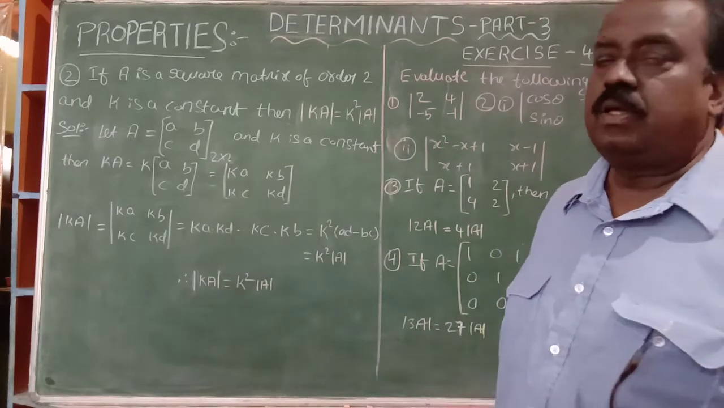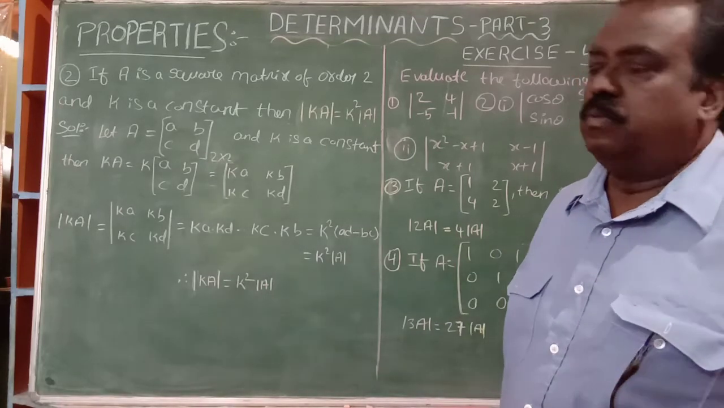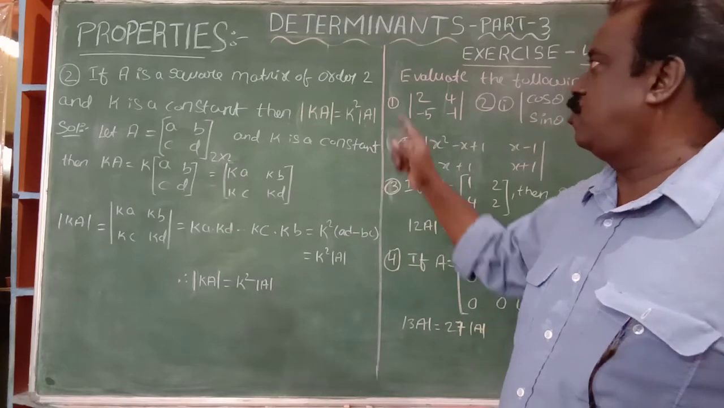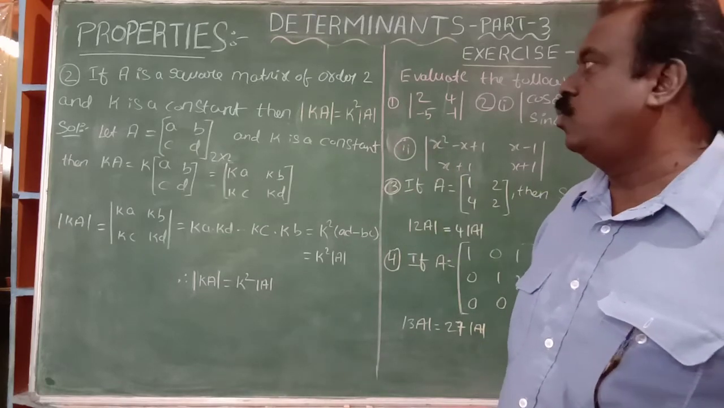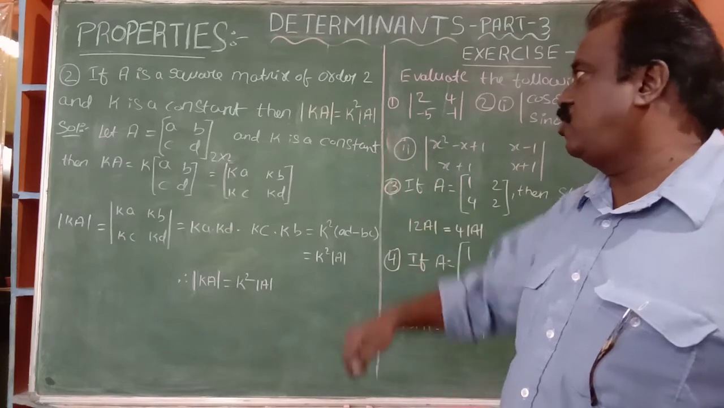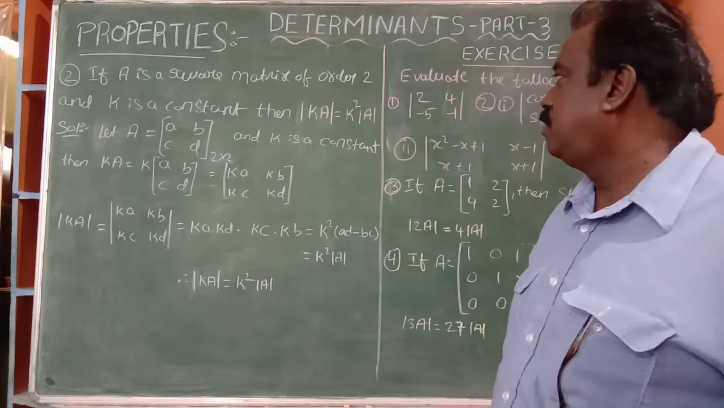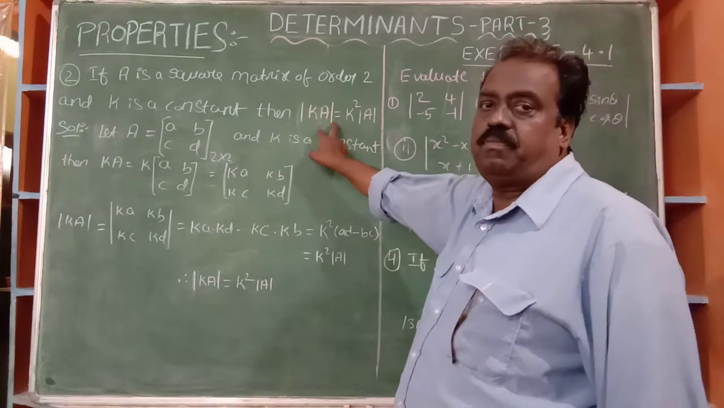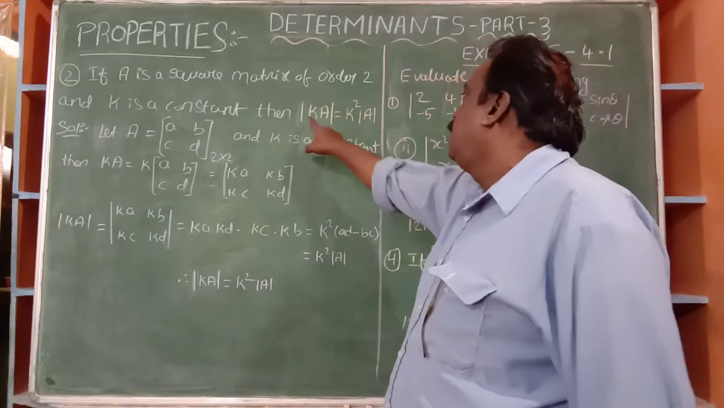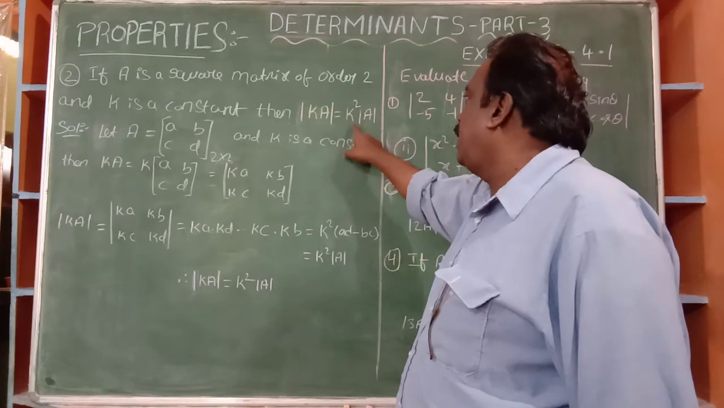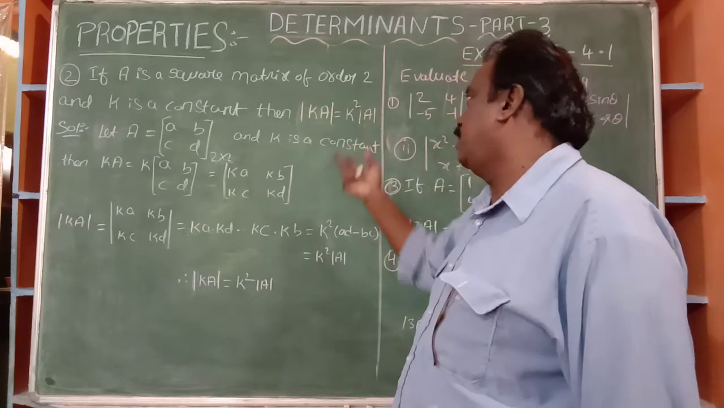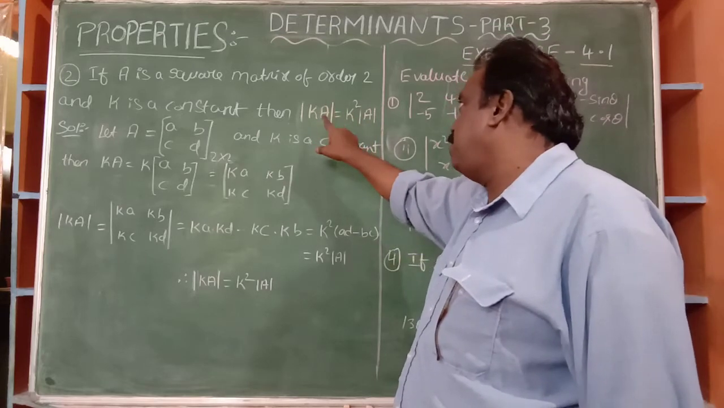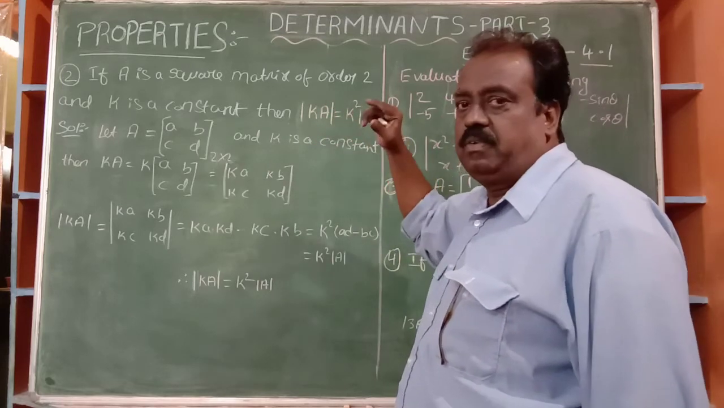Okay. The next property. Second property. A is a square matrix of order 2 and K is a constant. Then det(Ka), this is a notation for the determinant, is equal to K square det A. That A is itself det A, but that K becomes K square.